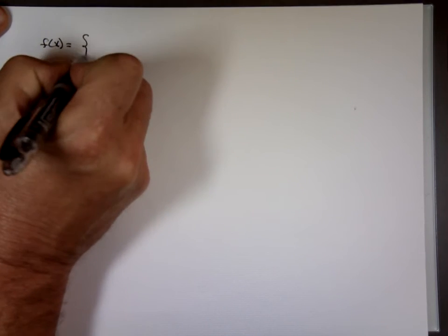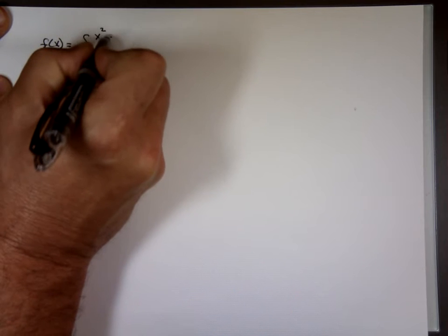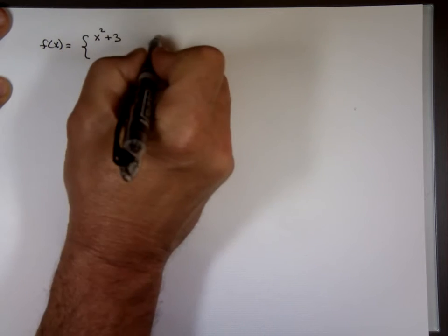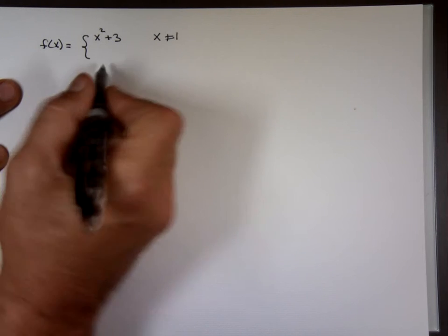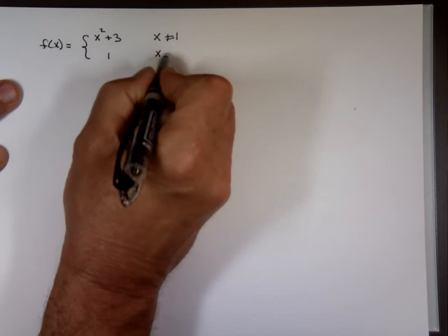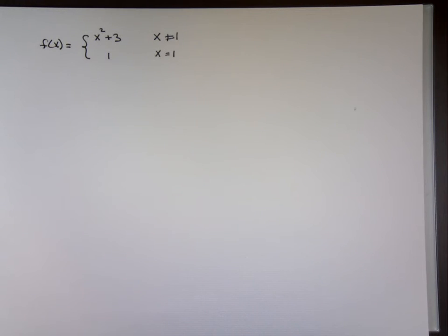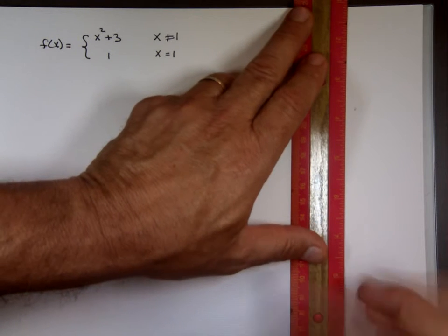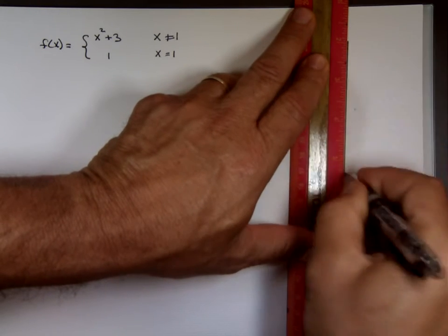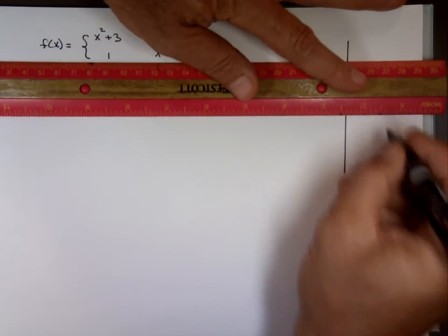Let's say we are given this problem. f of x equals x squared plus 3 when x does not equal 1, and is equal to 1 when x equals 1. Yep, it's a piecewise function. x squared plus 3, we know that's a parabola. Shifted up how many units? 3 units.